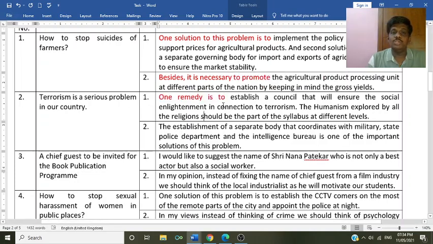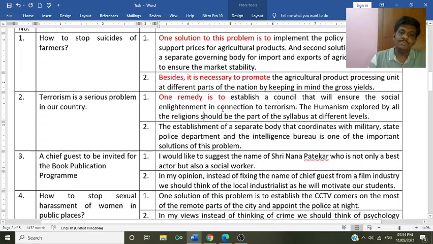One remedy is to establish a council that will ensure the social enlightenment in connection to terrorism. The humanism explored by all the religions should be part of the syllabus at different levels.